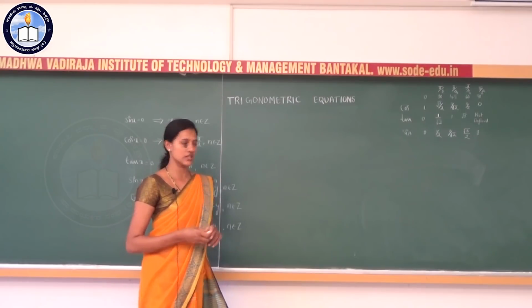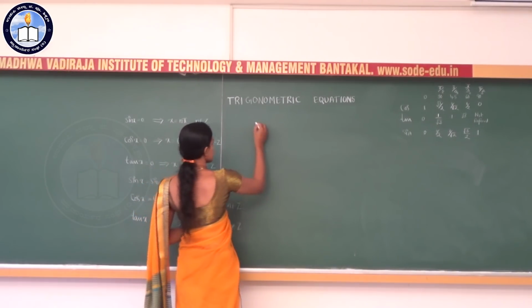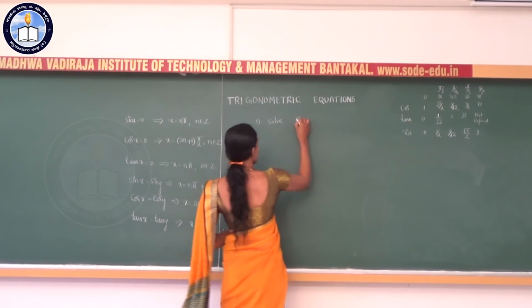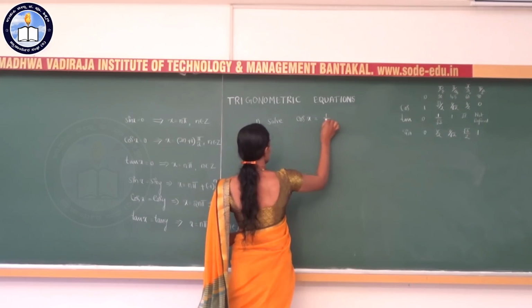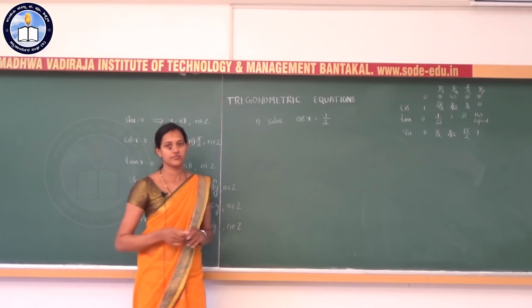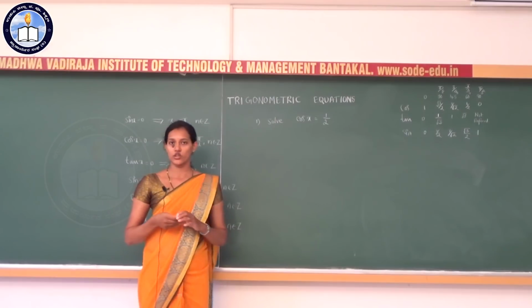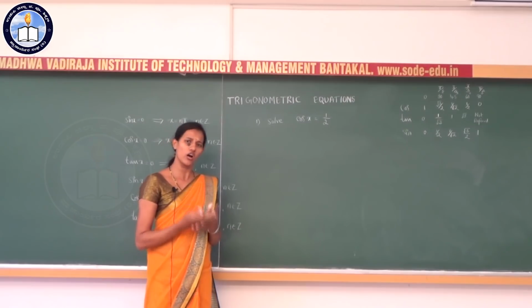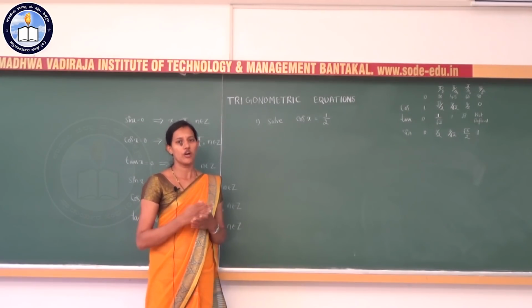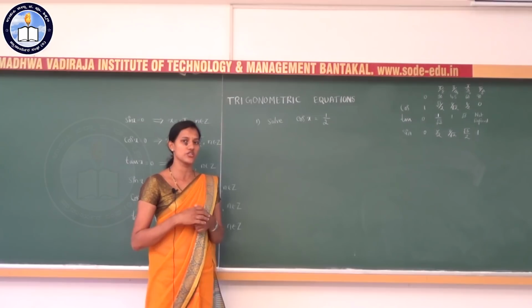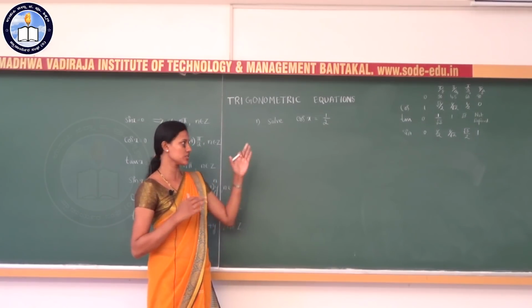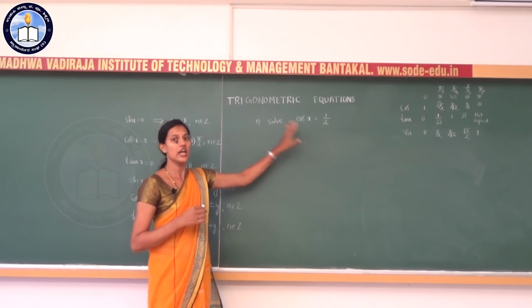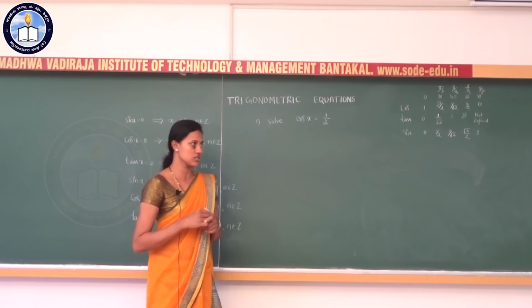Next, we shall solve some problems. So, first question, solve cos x is equal to half. Solve in the sense you have to find the solution. So you have to find all the solutions, or you have to find the general solution. General solution gives us all the solutions of the trigonometric equation. So whenever you are asked to solve the trigonometric equation, it means you are asked to find the general solution.